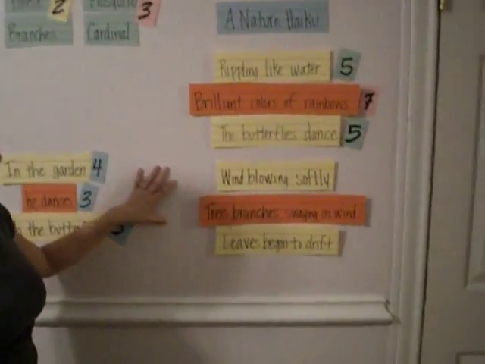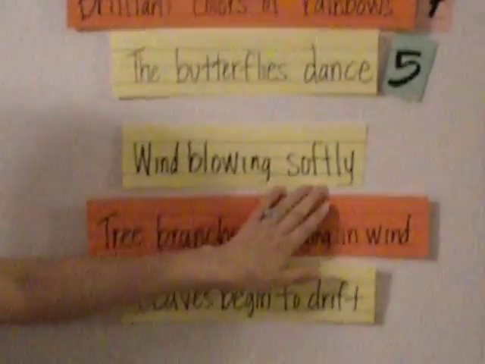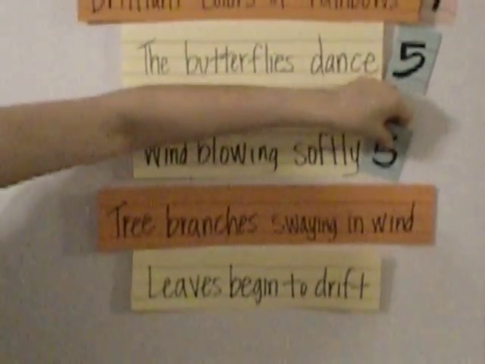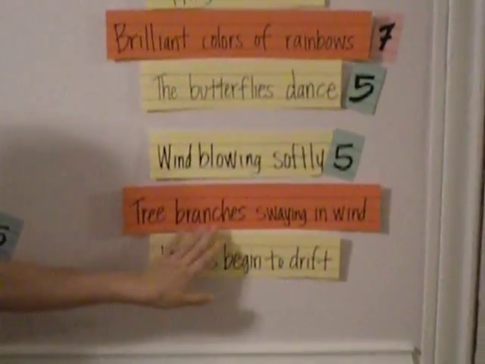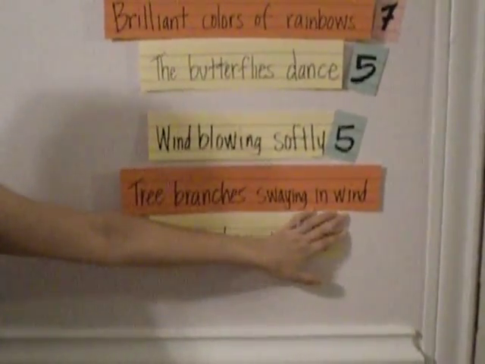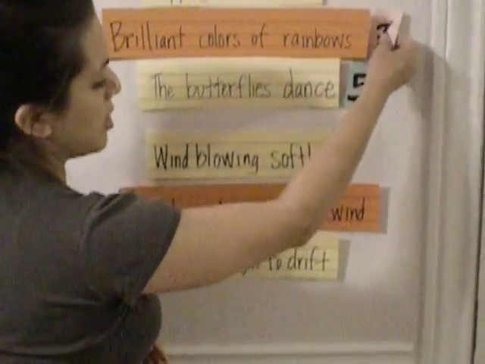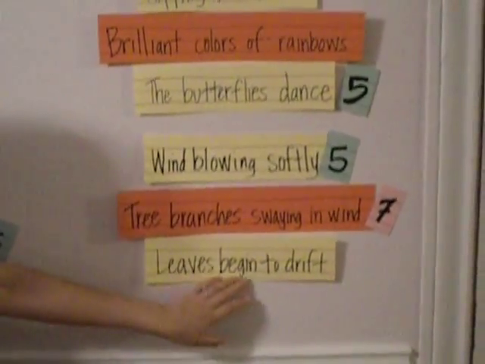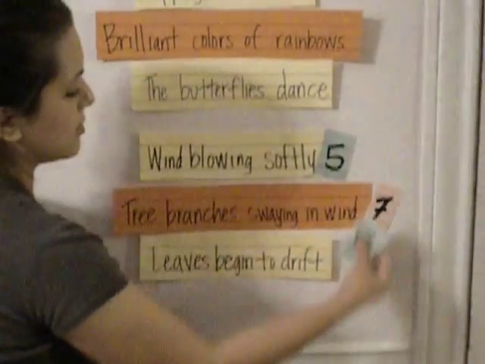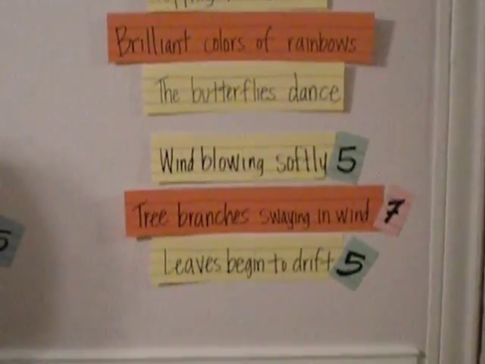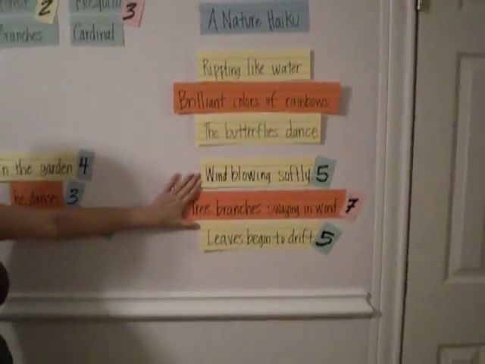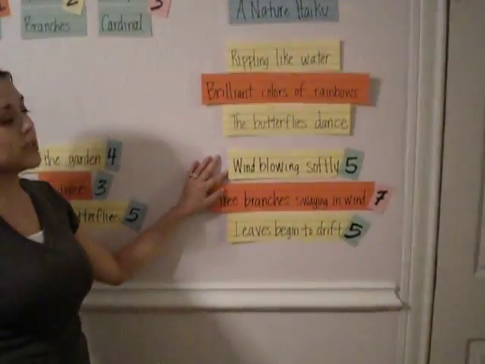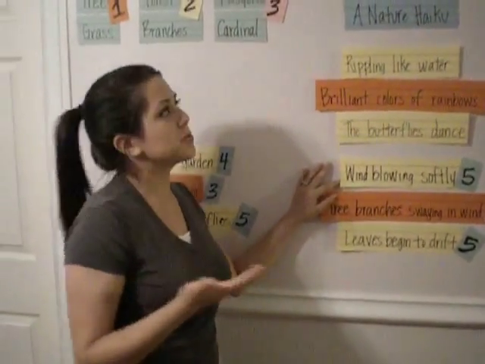Let's look at our second example. Wind blowing softly. If you look, that has 5 syllables. So we can move that here. Tree branches swaying in wind. That has 7. So that would also meet the requirements for the second line of a haiku. And last, leaves begin to drift. That has 5. So that would also meet the requirements for the haiku. This is nature related, and it has the 3 lines that work. A haiku can also be written about other topics, but most of the time it's written about nature.